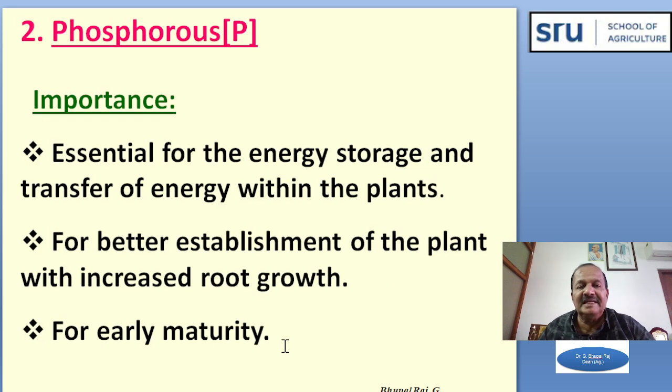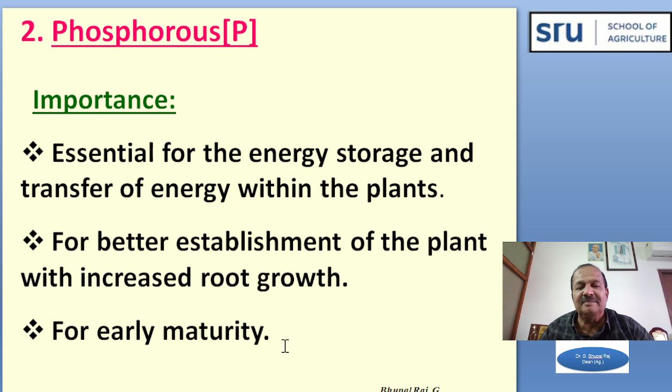So the next important element among the major nutrients is phosphorus. It is important. This is the element which is essential for energy storage and transfer of energy within the plants, and for better establishment of the plant with increased root growth and for early maturity.